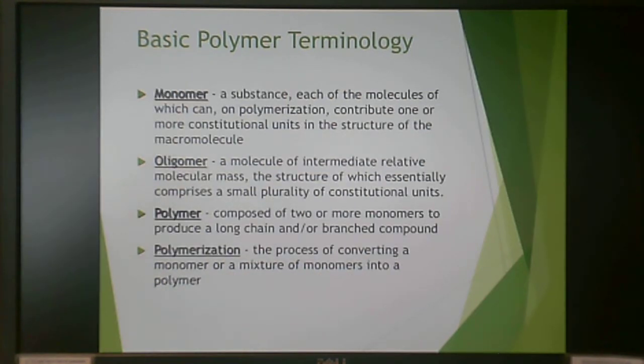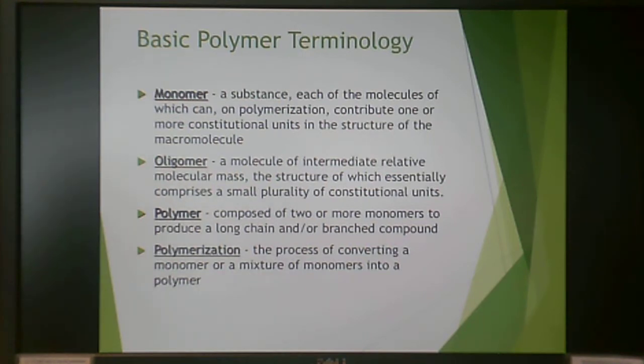A monomer is a substance, each of the molecules of which can, upon polymerization, contribute to constitutional units in the structure of a macromolecule. What does that mean? The monomer is what gives you that repeat unit. You add monomer to monomer to monomer to monomer to make a polymer.